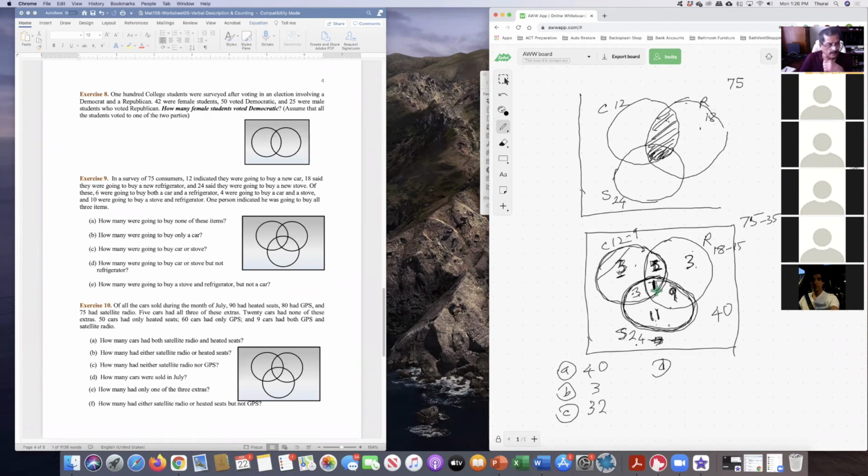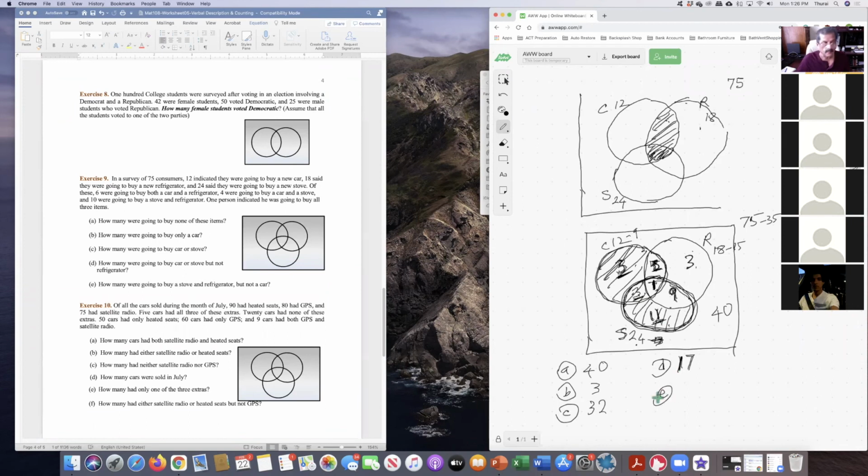But the next part, car or stove, but not refrigerator. So that would be all the people in C and S together outside of the R. Outside of the R means only this, right? So the 3 and the 11 have to be added up. And so 17. That's the answer to part D.